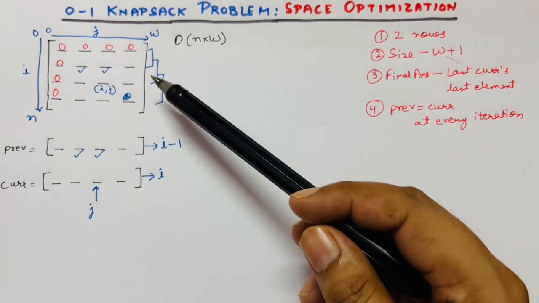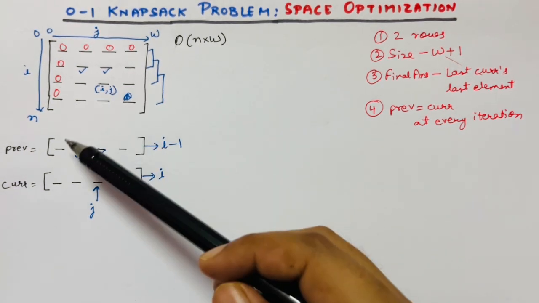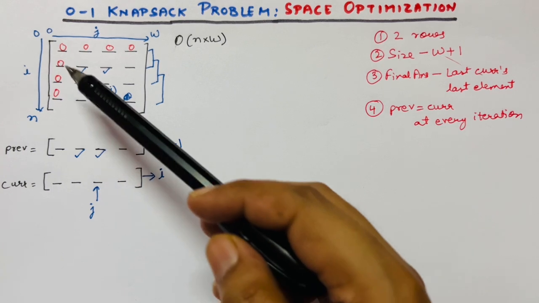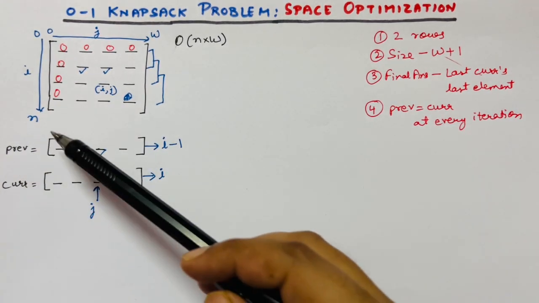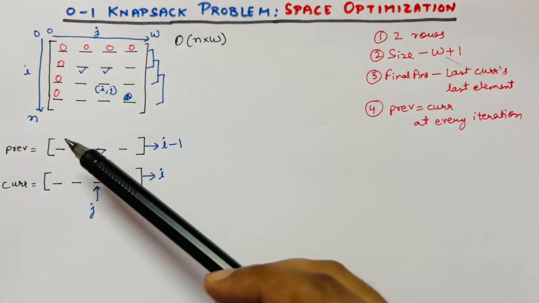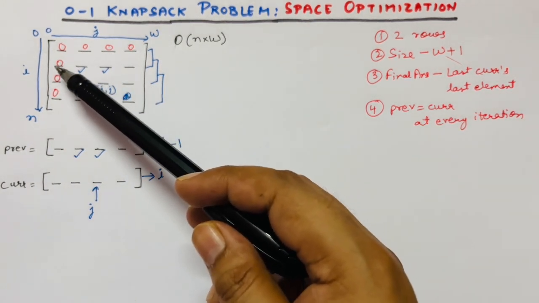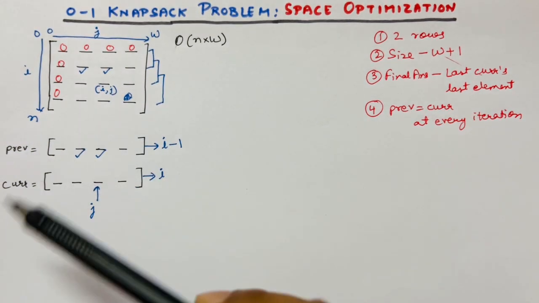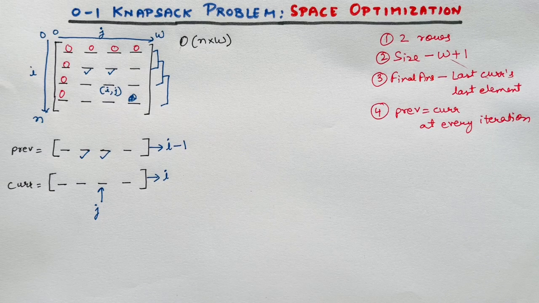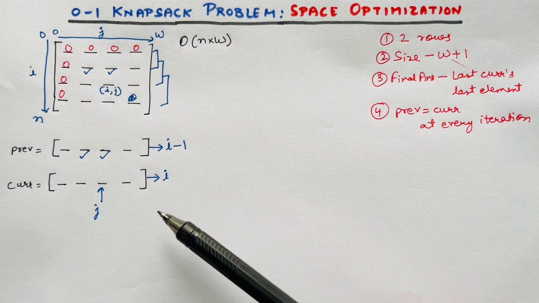And in every iteration, we will have a new current array. The first element of the new current array will always be 0, because the first element corresponds to capacity equal to 0. And for capacity equal to 0, this is our base case, we know that the maximum value obtained is 0. So now we know how to start filling up the previous and current rows.